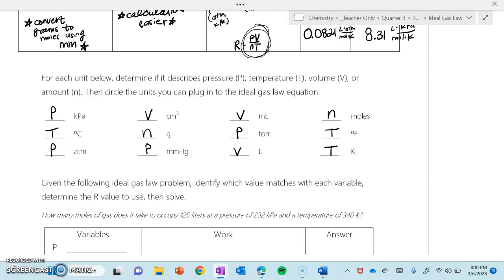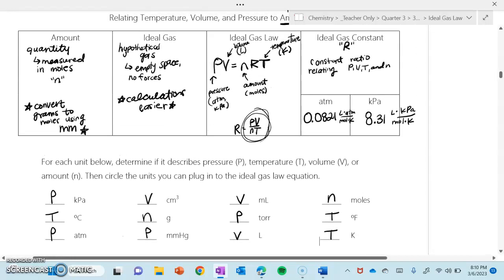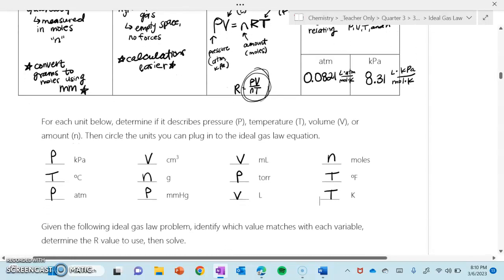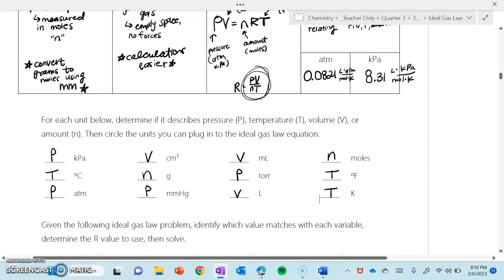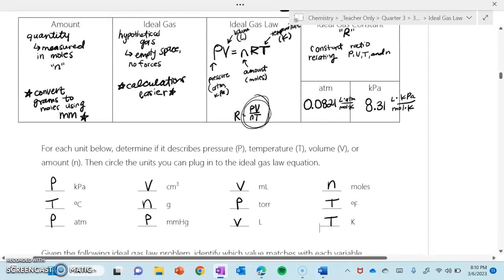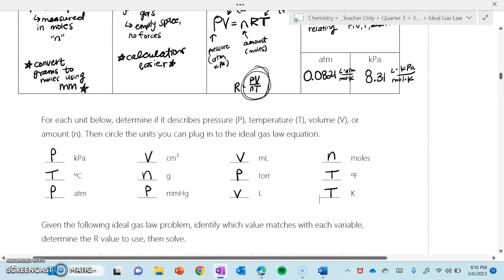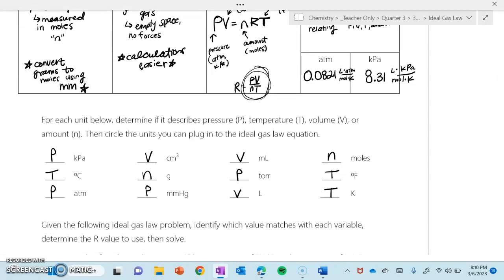If you were ever given some of these units that are not allowed into the equation, you need to convert using our conversion practice skills in order to use a valid unit. So our valid units for pressure, there are two: kPa and atmosphere. For volume, you can only plug in liters. For amount, only moles. And for temperature, only Kelvin.